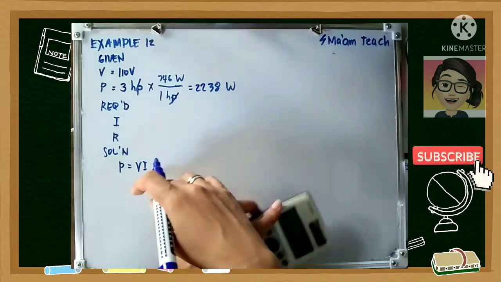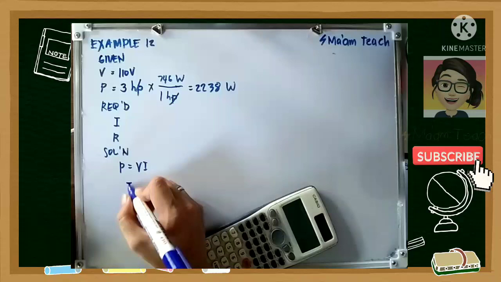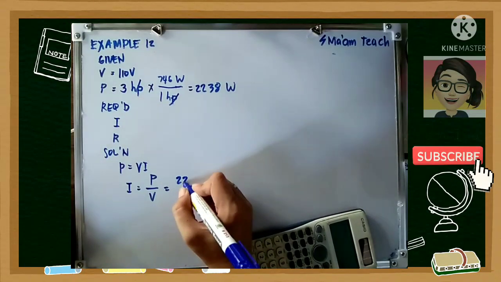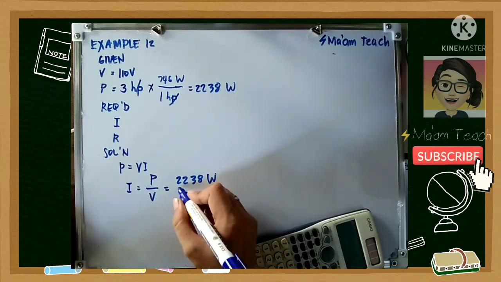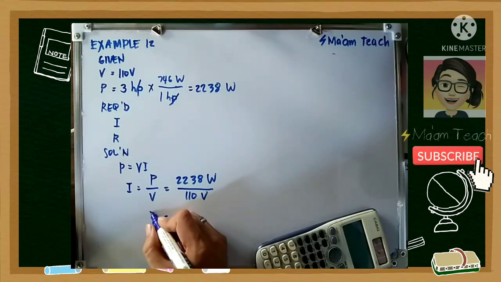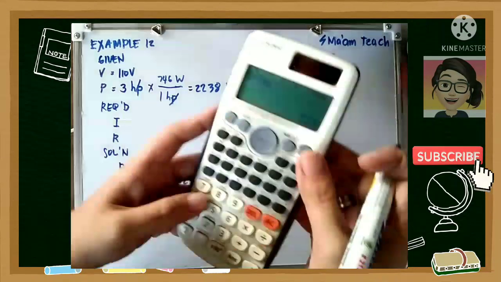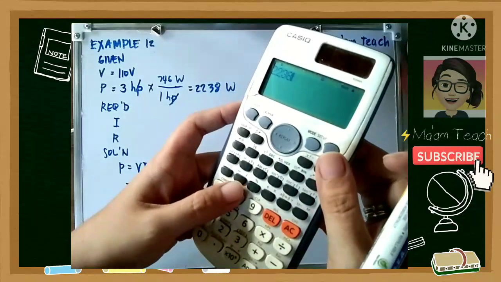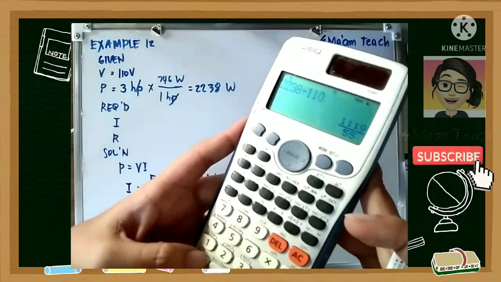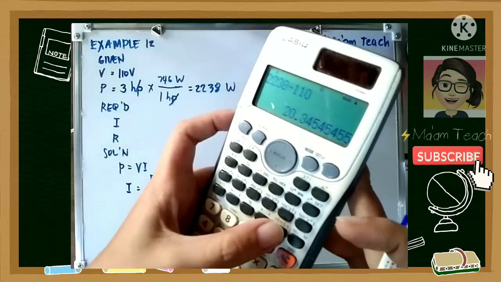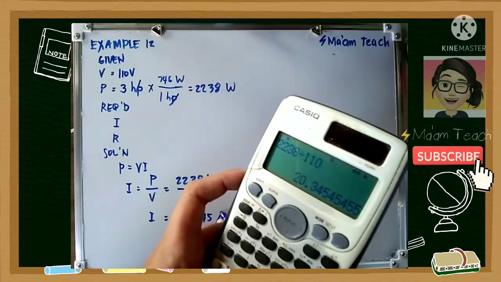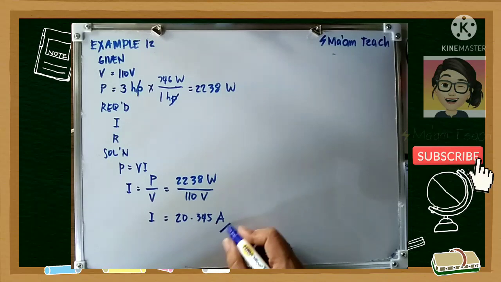Okay, so using this formula, to solve for the current, simply divide power by your voltage. So substituting 2238 watts over your voltage, which is 110 volts. So from here, the current is 2238 divided by 110. So we have 20.345, and the unit of course is in amperes. Okay, so this is already the answer.